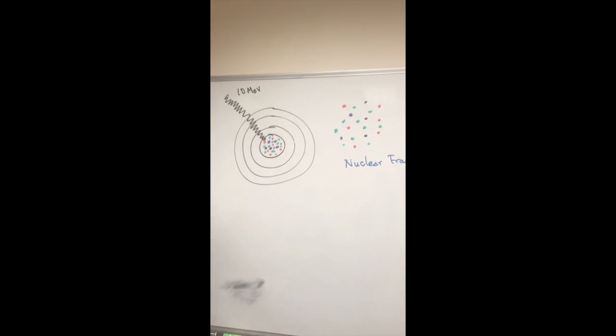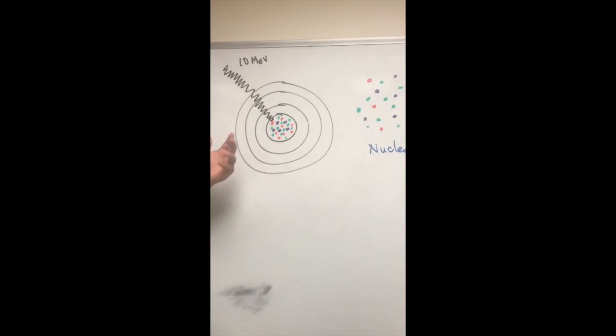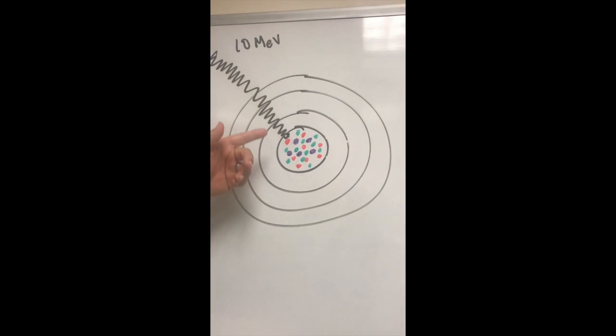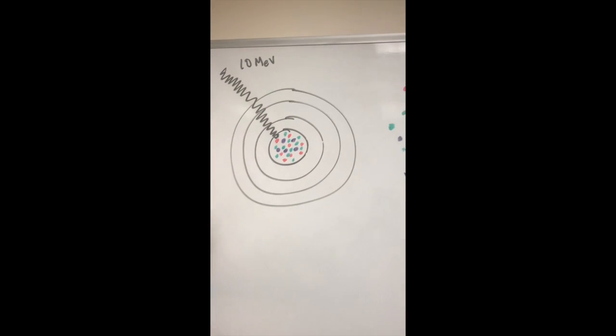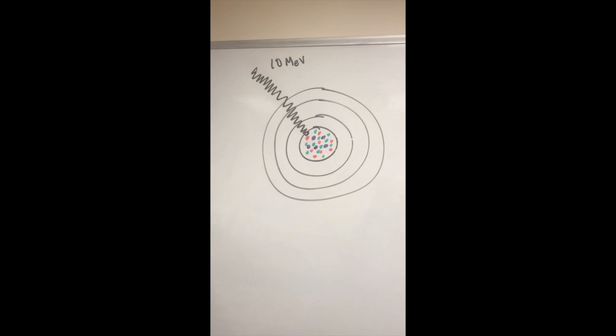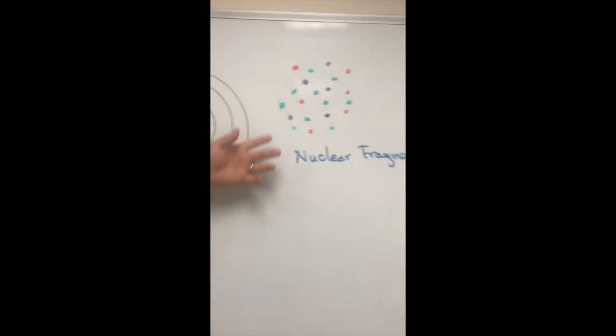This next interaction is called photodisintegration. This interaction happens when the incoming photon energy is at least 10 mega electron volts and destroys the complete atom, producing a nuclear fragmentation.